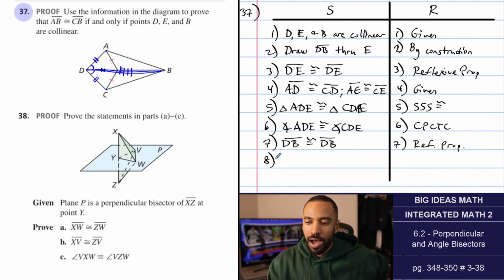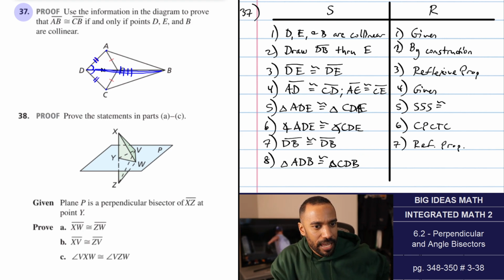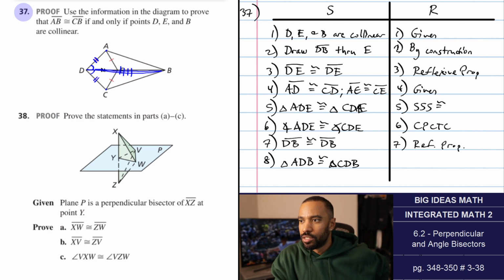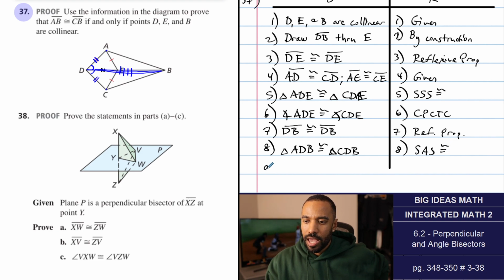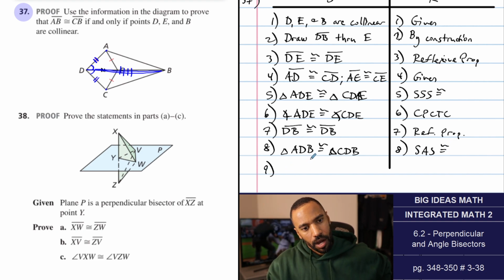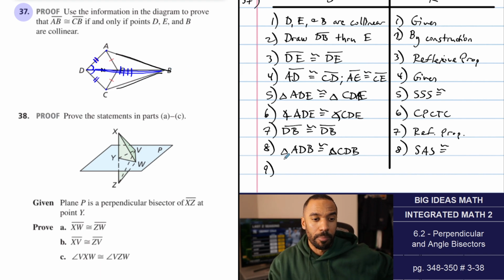And then there's 2 more statements. Triangle ADB is now congruent to triangle CDB by, I have side angle side now. Side angle side. And then lastly, with that, those 2 segments, I'm just going to mark it. Those 2 segments are now congruent to each other by CPCTC. Segment AB congruent to segment CB by CPCTC.